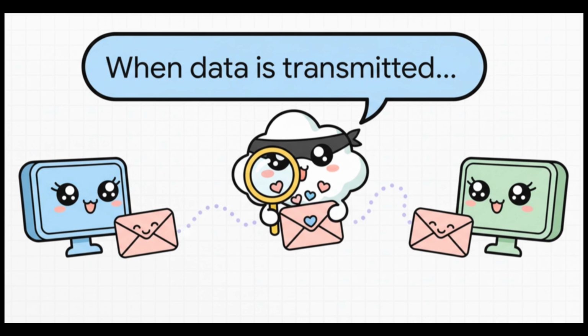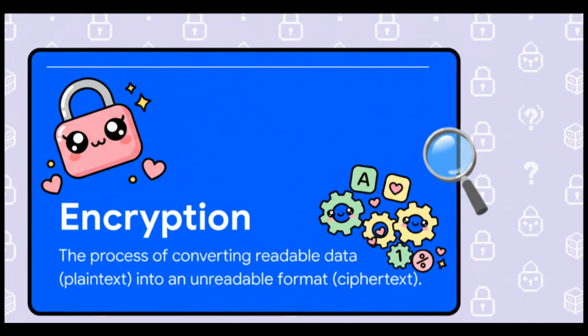It's exactly what it sounds like. Someone gets in the middle of your conversation. It's like someone grabbing your mail out of the mailbox, opening it, reading it, and then putting it back, and you'd never even know what happened. And the solution to this snooping problem? That's where encryption comes in.